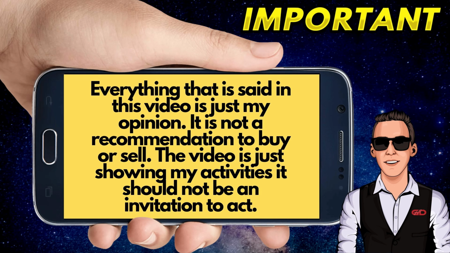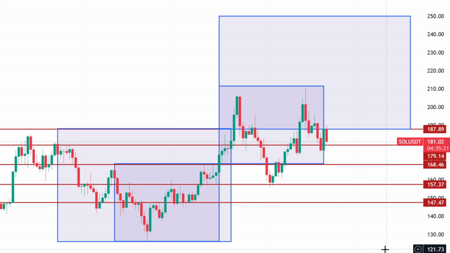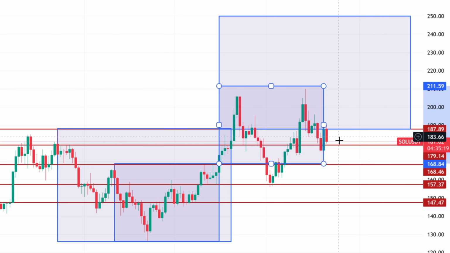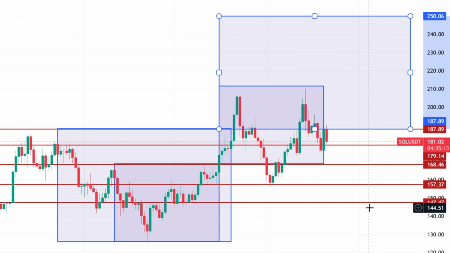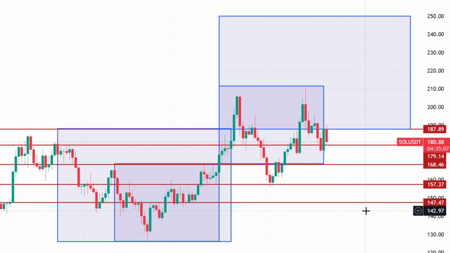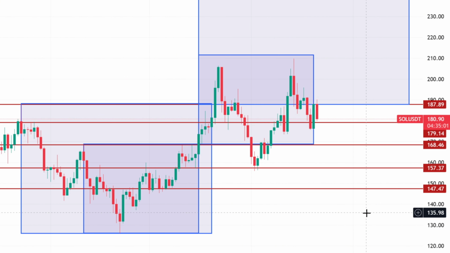Today we'll have another look into the Solana price chart because we have an update on our smaller price target, the 211.59, and also on the bigger one, the $250 level. Also, I want to show you some price targets that I'm currently looking at. So I would say let's get straight into this.